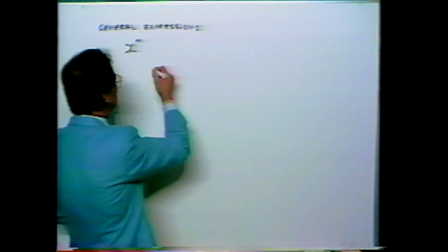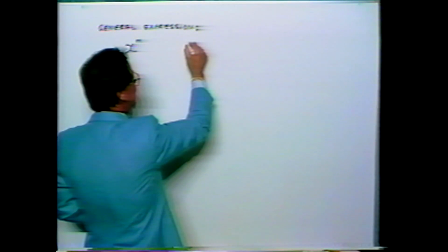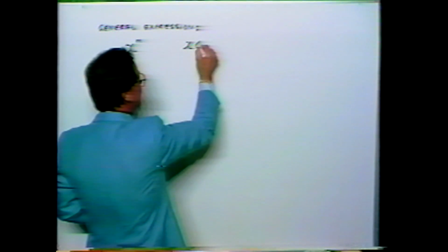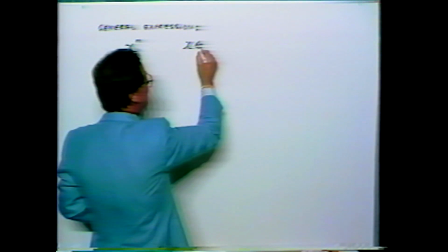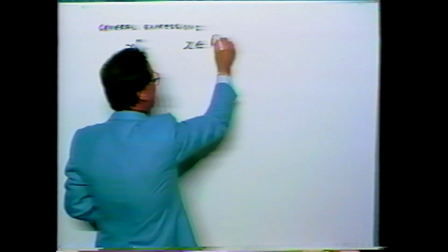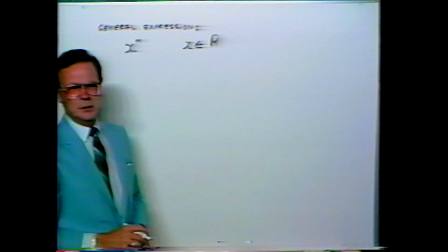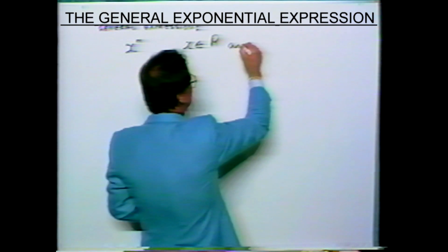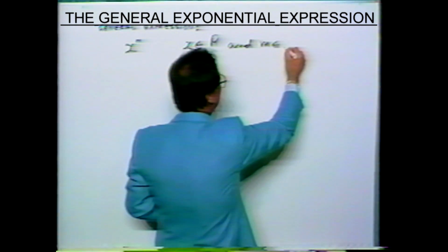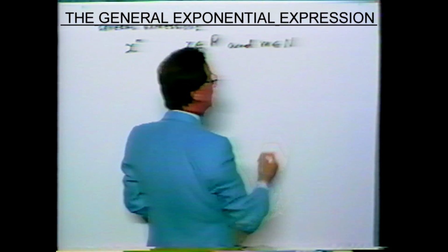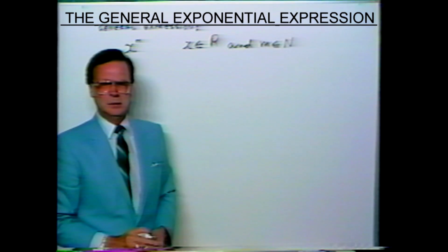Here, x can represent any real number. And to show that x is any real number, we usually show that in the following way. x is an element of R. Capital R represents the real number system. And m is an element of N. Capital N here represents the natural number system.